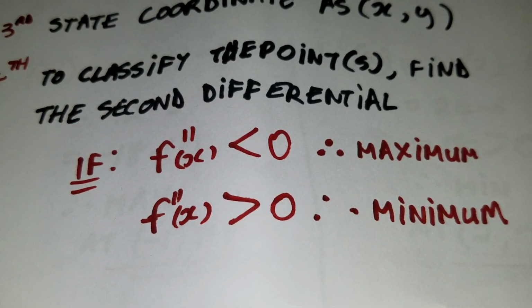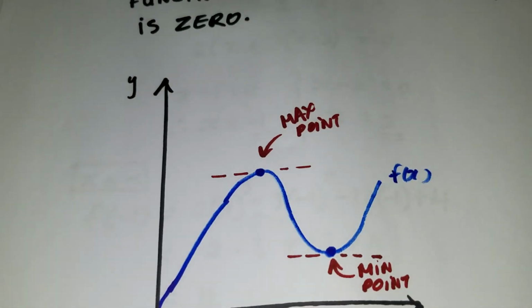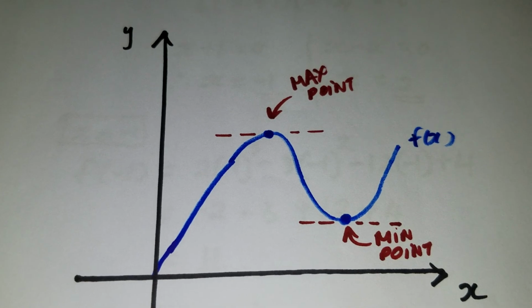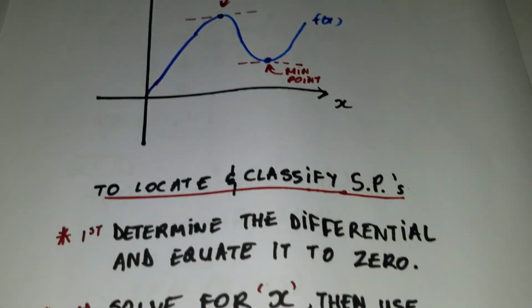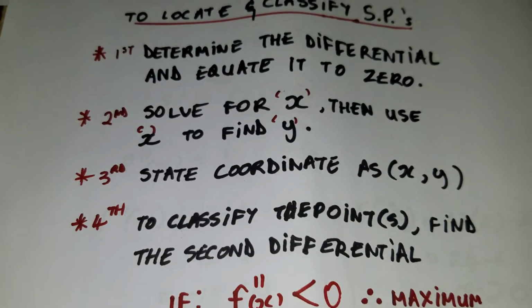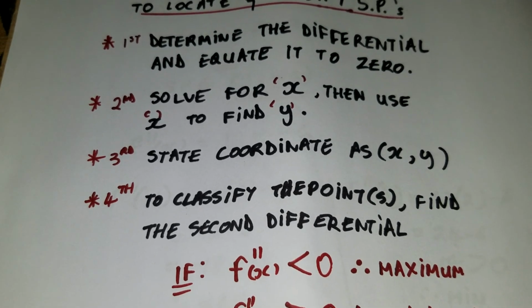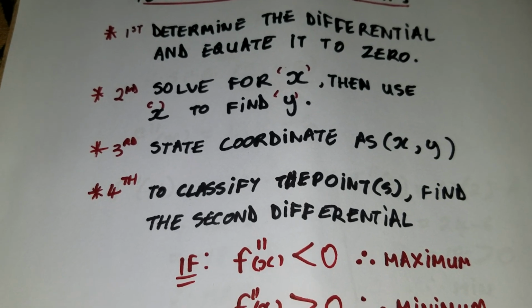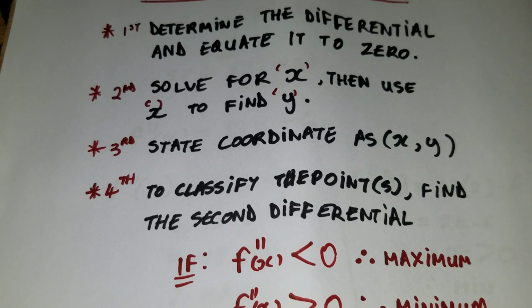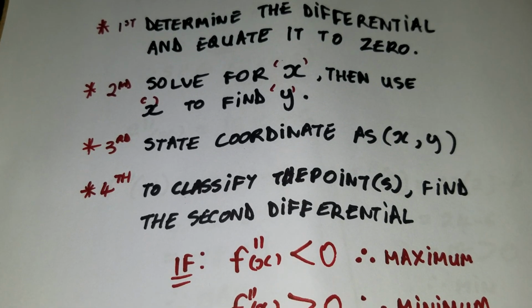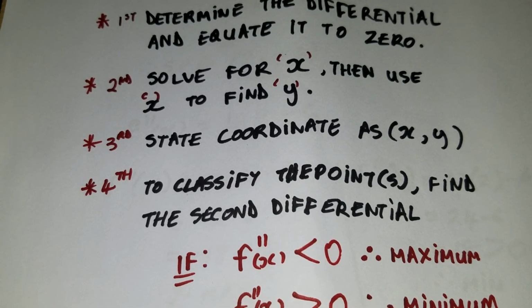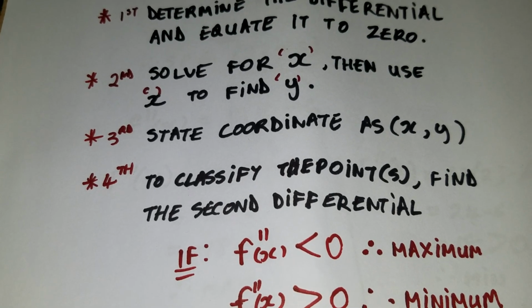So, in summary, a stationary point is a point on a function where the gradient is zero. To locate and classify the stationary point, all we have to do is find the differential, solve for x, and then find the y, state the coordinate as xy, and then classify the point as maximum or minimum.